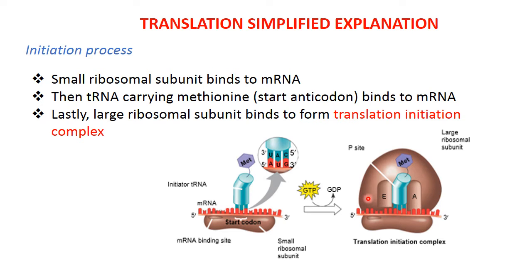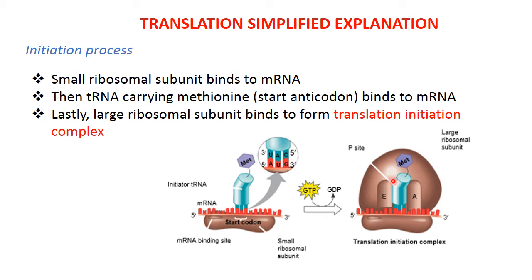So the large ribosomal subunit contains three main elements which we need to note. It contains the A site, the P site, and the E site. So all these three sites are very crucial when you'll be learning the translation process, especially in the elongation part. So the methionine will be bound at the P site. So that is very important to note.